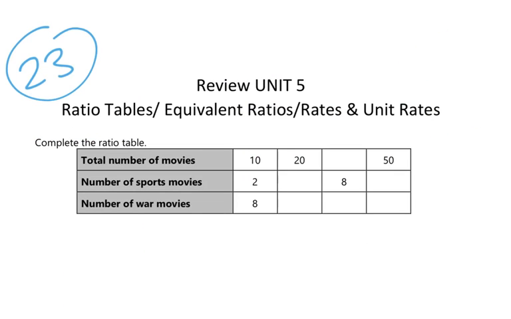Ratio tables. We are looking for a common scale factor. 10 times 2 equals 20. So 2 times 2 would give us our answer here of 4. And 8 times 2 equals 16. From there, you can either go back and say 2 times 4 equals 8, or you can go from 4 to 8 and say 4 times 2. You will get the same answers.